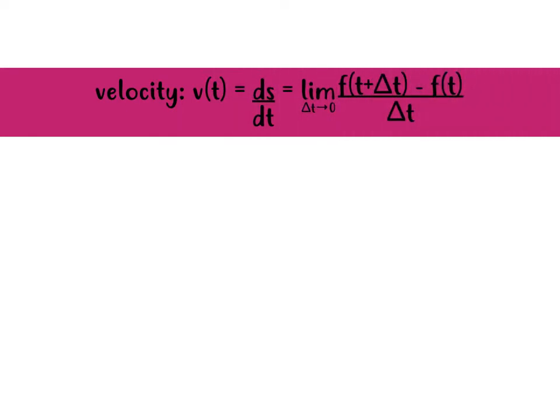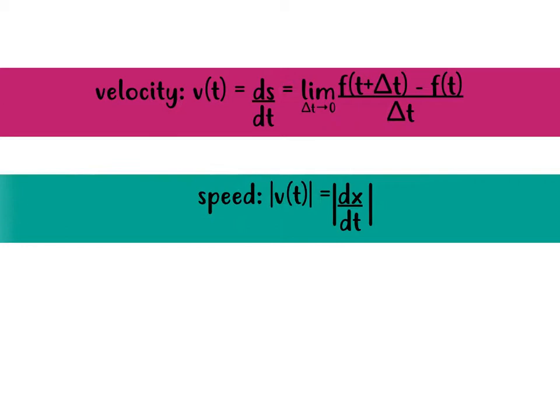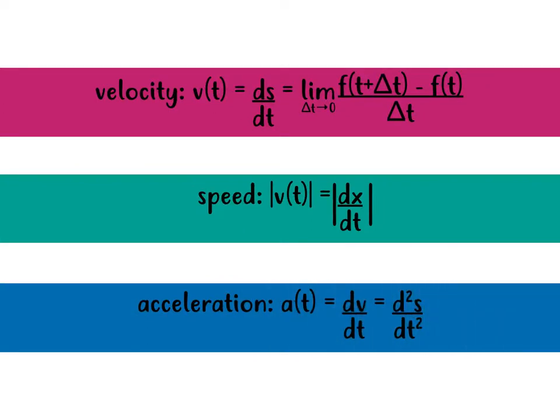Velocity is essentially the derivative of the position function. Speed is the absolute value of the velocity function, and acceleration is the second derivative of the position function or the derivative of the velocity function.